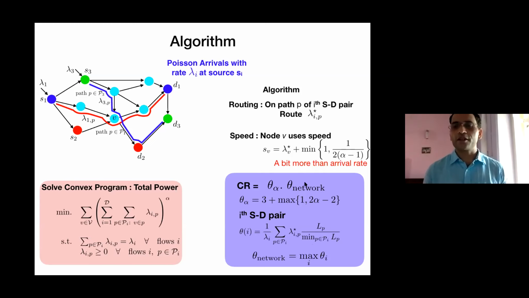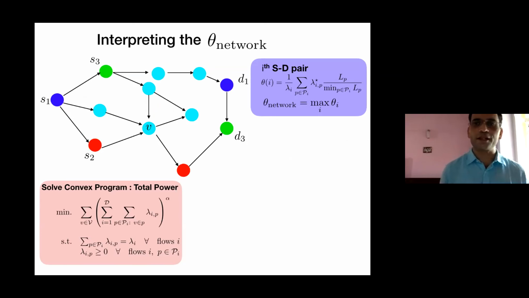And in the theta network, the eventual guarantee is in terms of the max over all possible source destination pairs. So now let's look at if we can interpret this. It's actually a very nice interpretation.